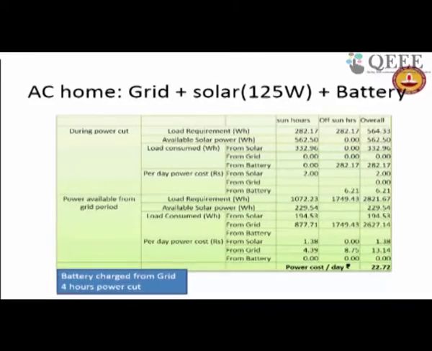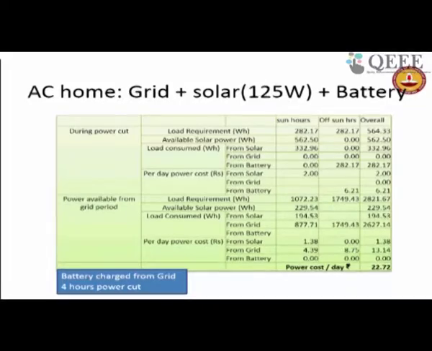So from 2650 I come to 2270. 4 rupees it comes down per day, so 120 rupees I'll save. And I've taken the cost of solar into account. My battery size also goes down, solar also goes down, grid with 4-hour power cuts.